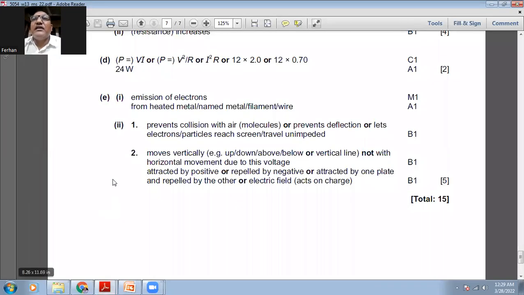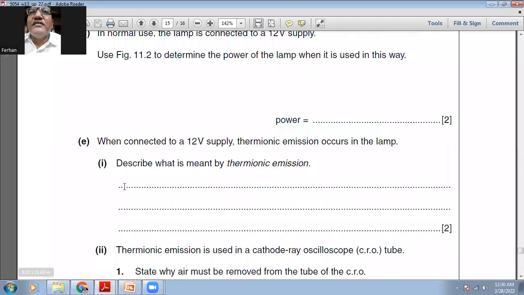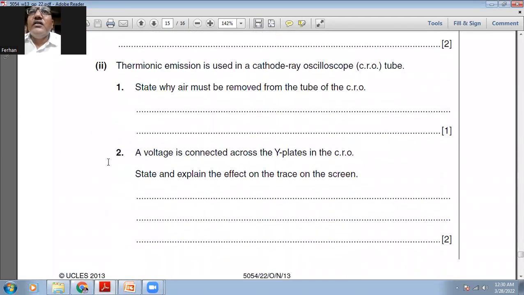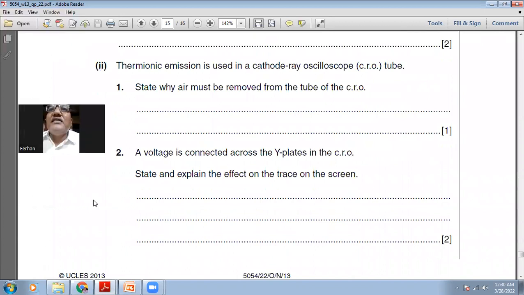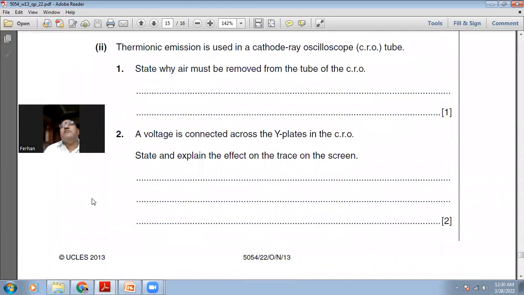Let's have a look at the marking scheme. Emission of electrons from the heated metal, named metal or filament or wire. That's called thermionic emission. So our answer is right. Then he says that thermionic emission is used in the cathode ray oscilloscope tube. State why the air must be removed from the tube of the CRO.